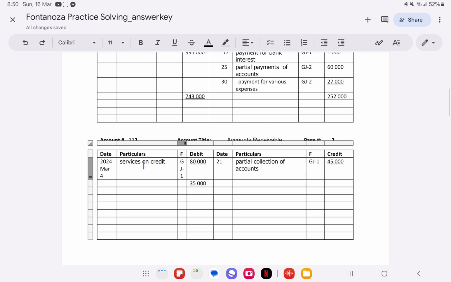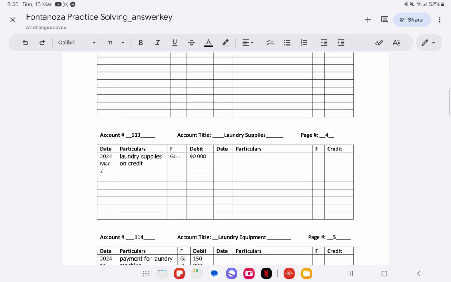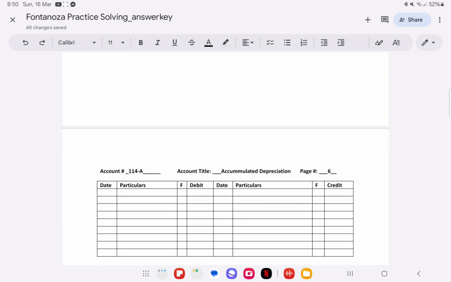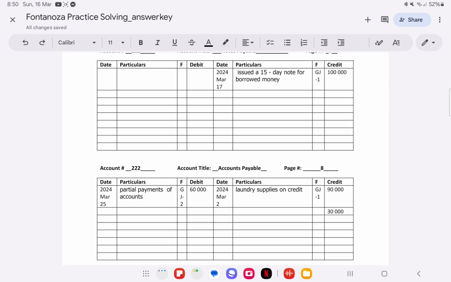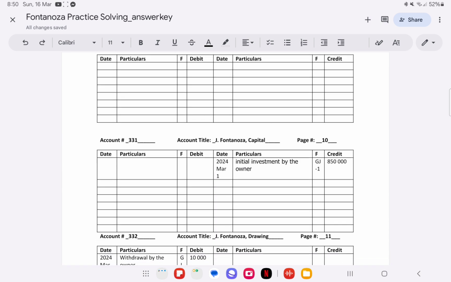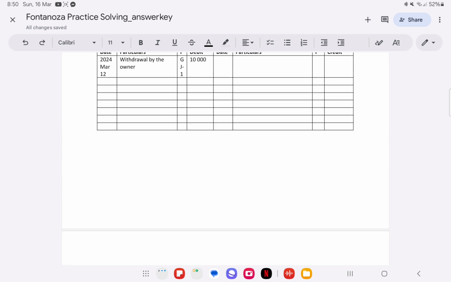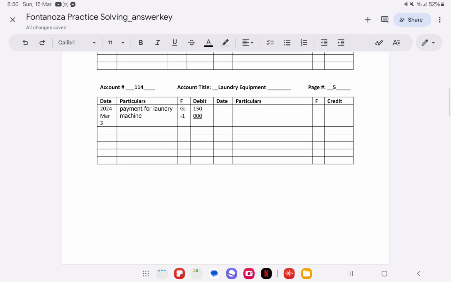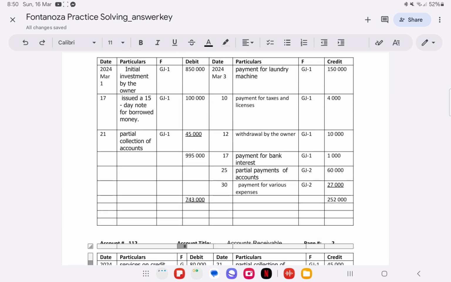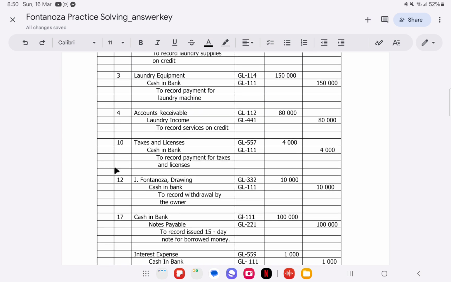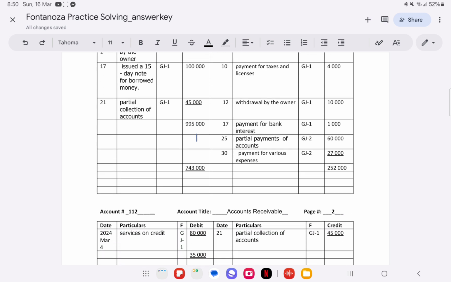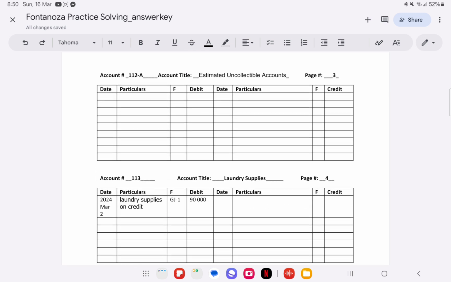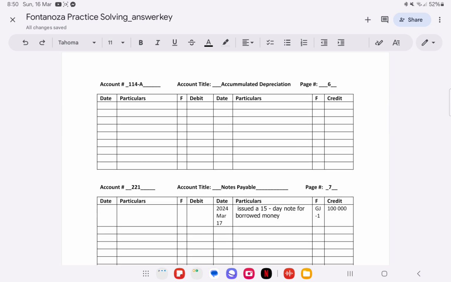So what's your credit? Okay, laundry. Okay, so is it laundry income? Okay, where is it? Okay, if we're going to check laundry income, where is the account title of laundry income?